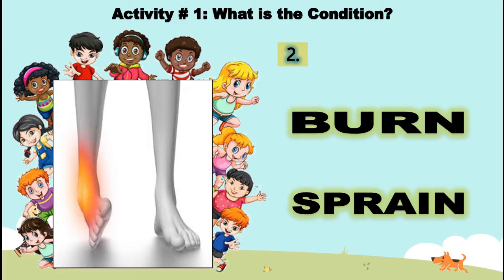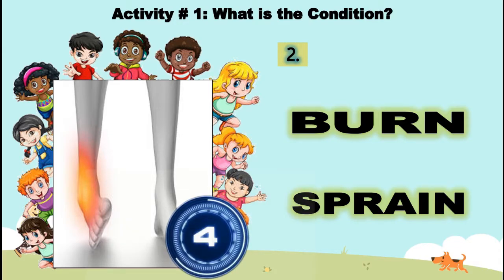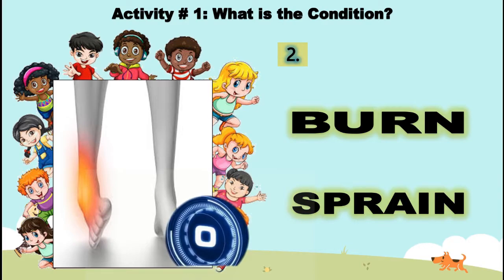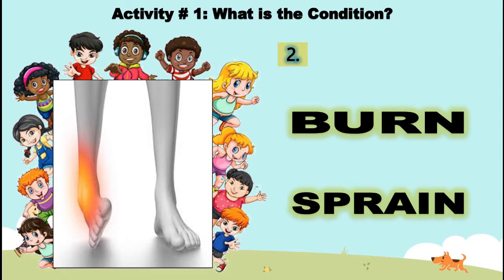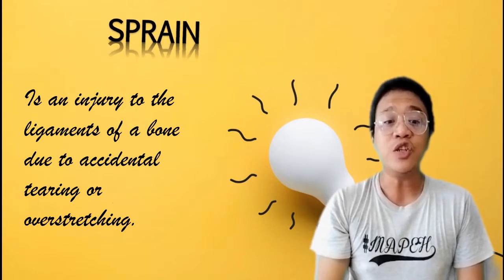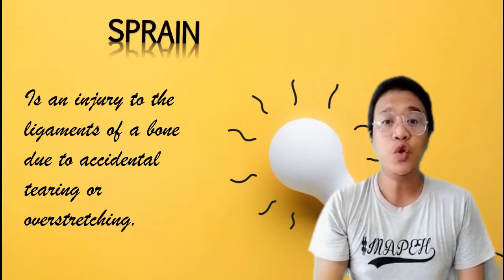Picture number 2. And the answer is sprain. Sprain is an injury to the ligaments of the bone due to accidental tearing or overstretching.